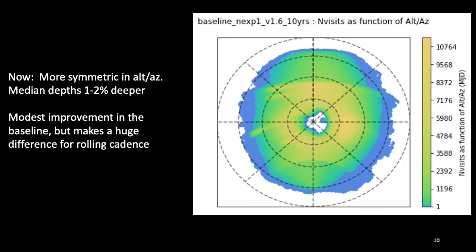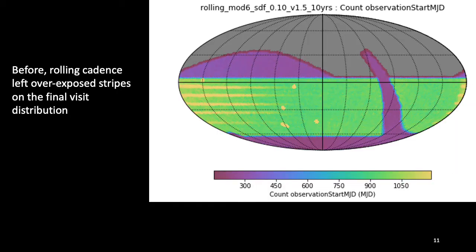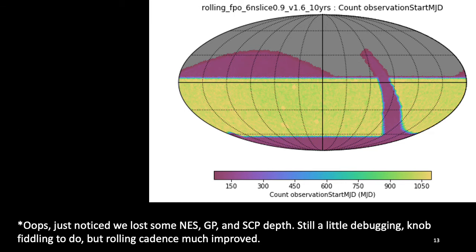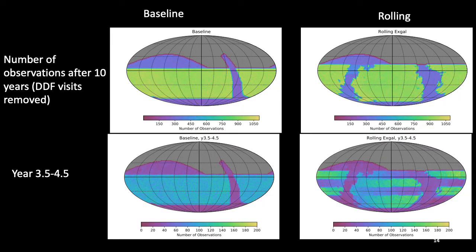Before, here's a rolling cadence where we divided the wide, fast, deep region into 6 declination stripes. You can see the wide, fast, deep area is not perfectly uniform. There are these 6 overexposed stripes on the left there. When we switch to a time variable footprint, it disappears. Here's the new simulation, and now wide, fast, deep is perfectly smooth, even though we've done a rolling cadence. I'll point out this had a bug in it, so the north ecliptic spur lost some observations there. But here's where there wasn't a bug.